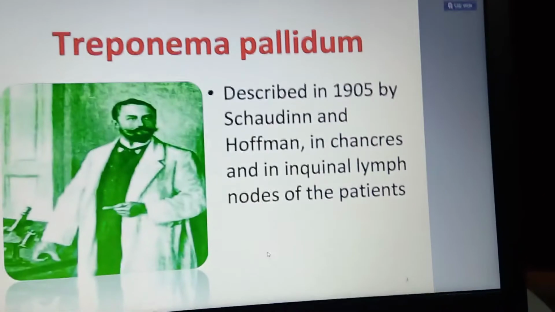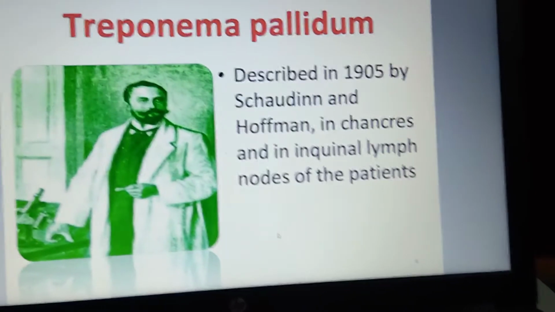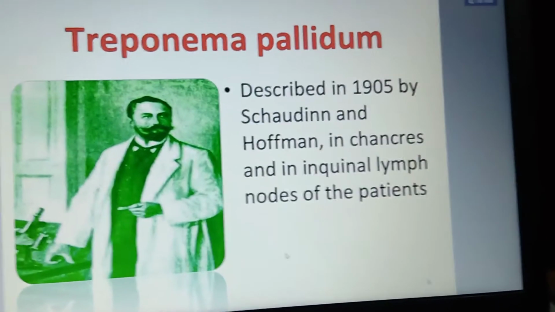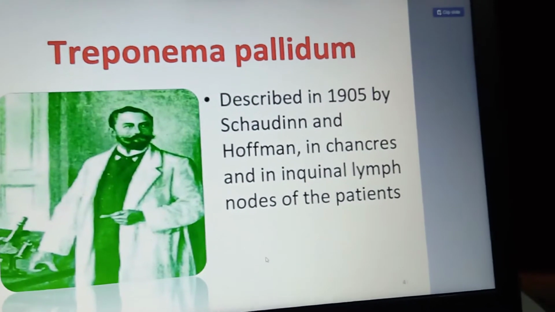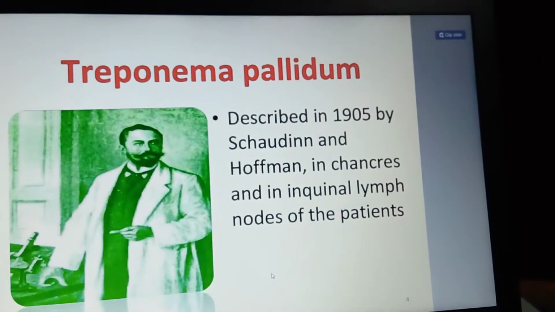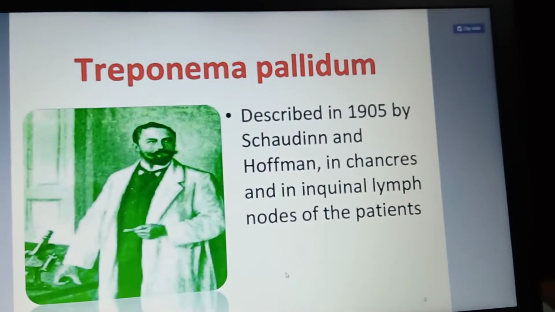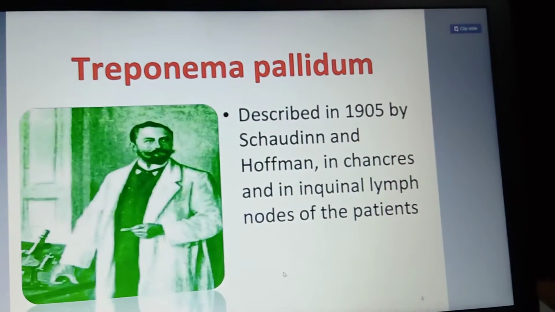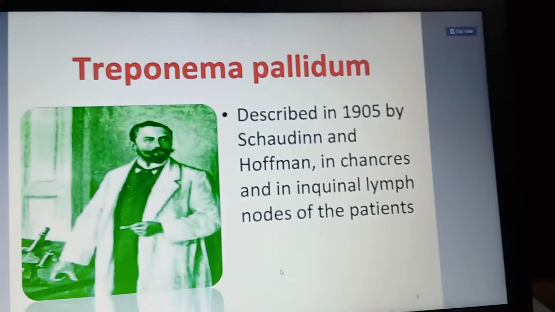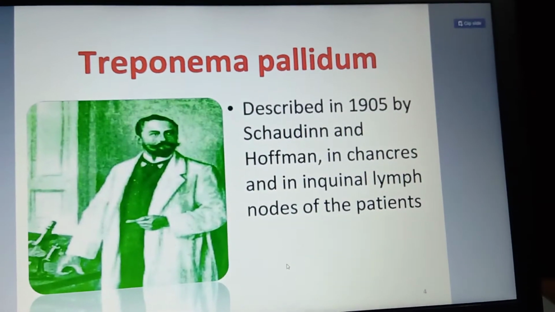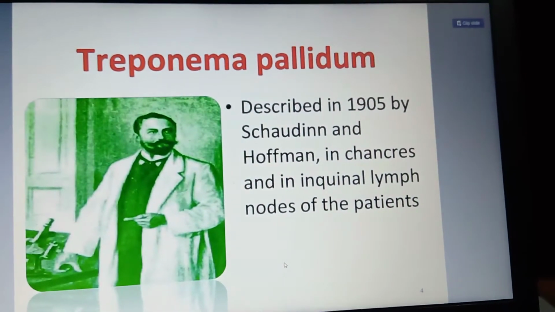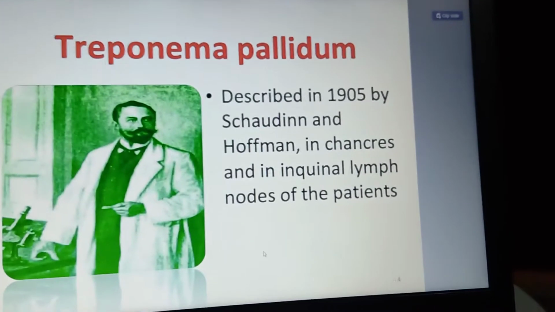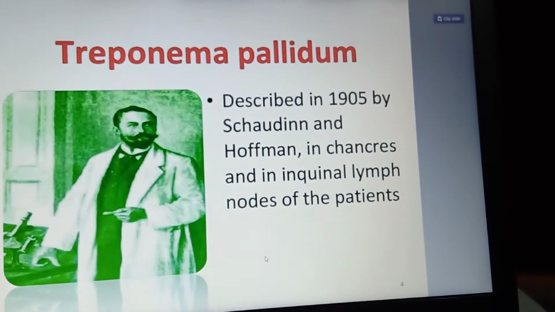Good afternoon students, and today we are going to deal with the other subtopic, Treponema pallidum. It is a subtopic of the spirochetes. It was discovered in the year 1905 by Schaudinn and Hoffmann, who differentiated Treponema pallidum especially in the lymph node of the patient.